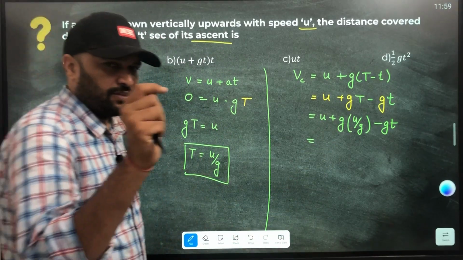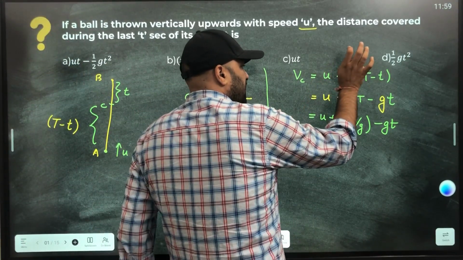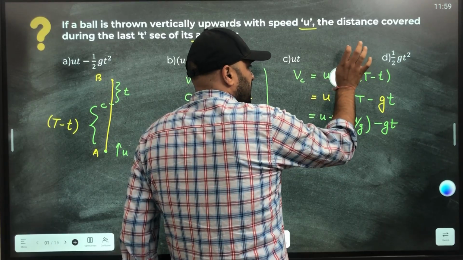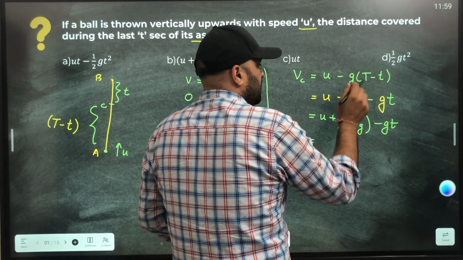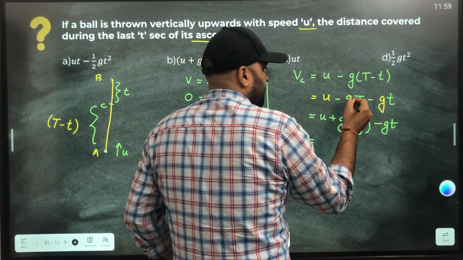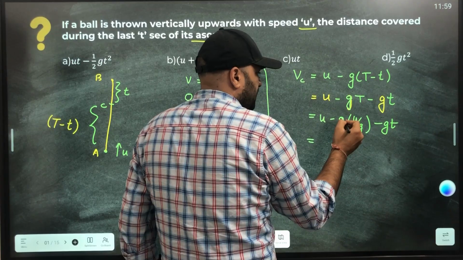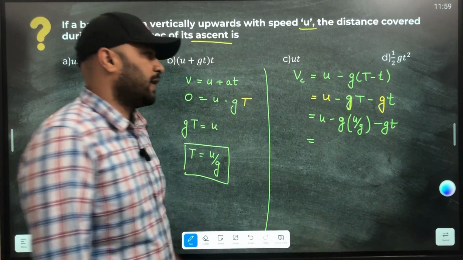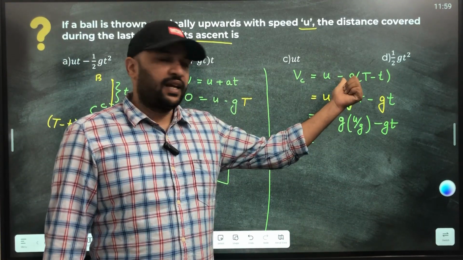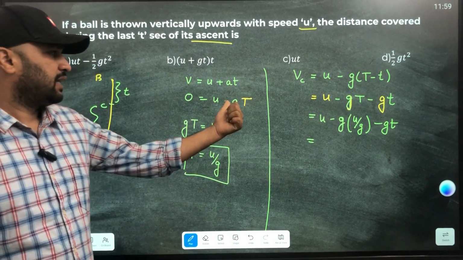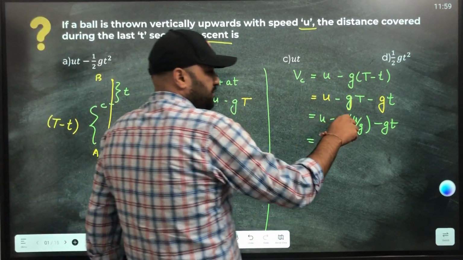Now be very careful. When something is going up, our equation will have a negative here. So this is a small change we have to make. This will be negative over here, and this will be negative, u minus g, correct? Be very careful. So when it is traveling up, there is a negative. We have seen that in this equation also. So this will be g and g cancels.